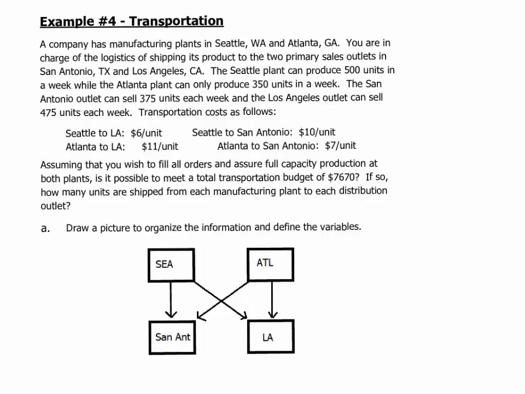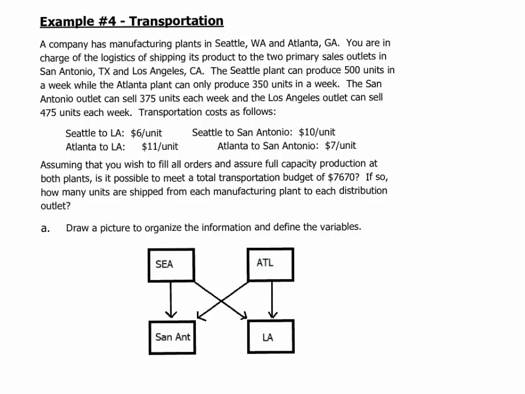So the Seattle to LA, that's $6 per unit. Seattle to San Antonio is $10 per unit. Atlanta to LA is $11 per unit, and Atlanta to San Antonio is $7 per unit. Assuming that you wish to fill all orders and assure full capacity production at both plants, is it possible to meet a total transportation budget of $7,670? If so, how many units are shipped from each manufacturing plant to each distribution outlet?